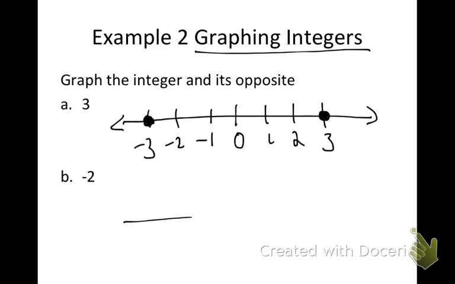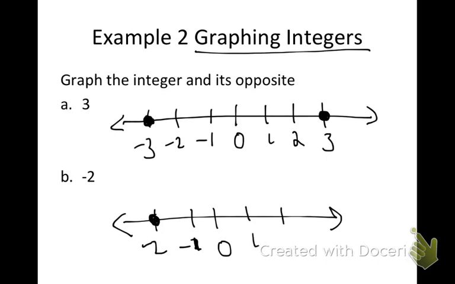So I'm going to do the same thing with my negative 2. Draw my number line, start with 0 in the middle, negative 1, negative 2, put a big dot where negative 2 is. Here I have positive 1, positive 2, put a big dot where positive 2 is. So we're going to practice graphing integers. So write that down in your notebook. If you need to pause, go ahead and pause the video. When you're ready to move on, go ahead and move on.